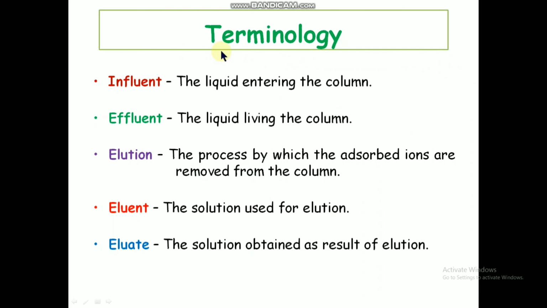The basic terminologies we have to know in chromatography. First one is influent, effluent, elution, eluent and eluate. Influent means the liquid entering the column and effluent means the liquid leaving the column. So next one is elution. Elution is the process by which the adsorbed ions are removed from the column. So eluent, the solution used for elution. So eluate, the solution obtained as a result of elution.